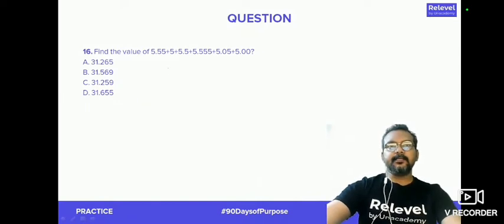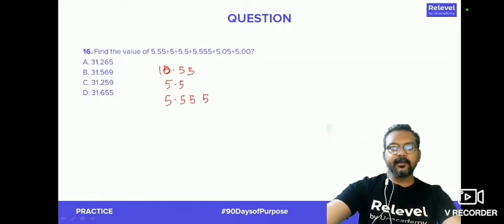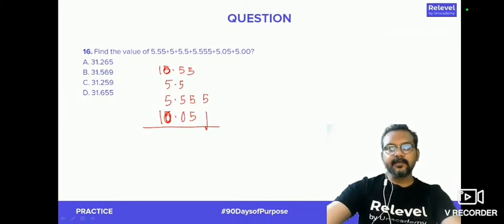Now see, we have to add these values. So these are 5.55 plus 5, so that makes it 10.55, plus 5.5, plus 5.55, another 5, and then 5.05 plus 5 again. So that makes it 10.05 again. So that will give us, this 5 comes down, 5, 5, 5, 15, carry 1, 15 plus 1, 16, carry 1, 5 plus 5, 10 plus 1, 11, carry 1, and 3, 31.655. So option D.